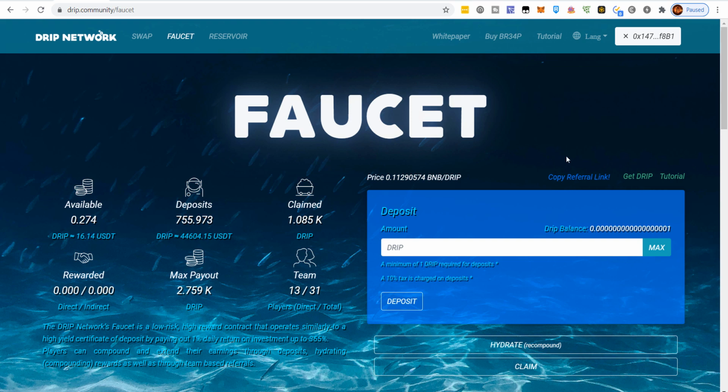If you want to get started with the Drip token, first and foremost, you want to make certain that you have your MetaMask installed. If you don't have MetaMask installed, I have a video on my channel. I'll link it above. I'll put it on the end screen as well. You can watch that video and learn how to get MetaMask installed on your web browser.